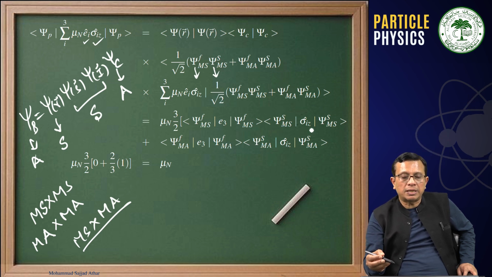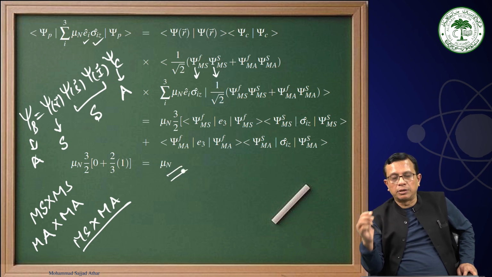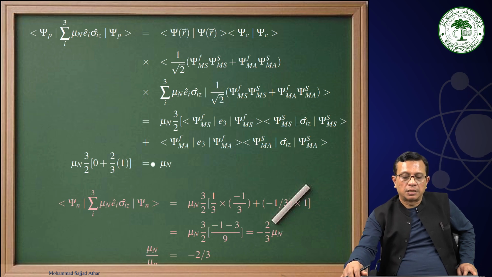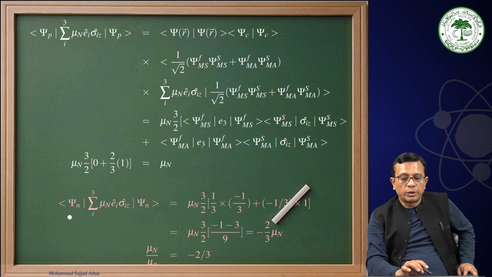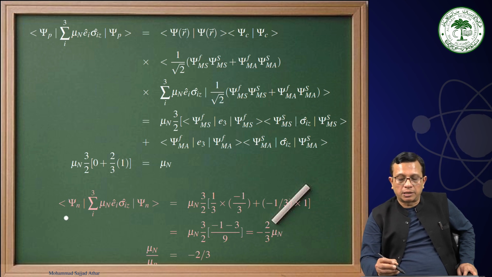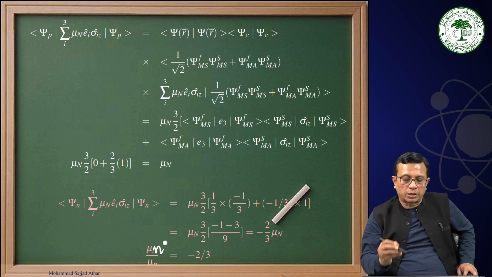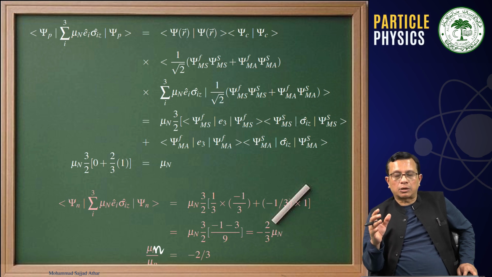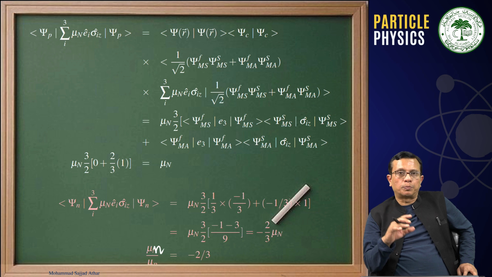When you evaluate this, you will obtain a value which will be just mu n, because the magnetic moment is measured in units of nuclear magneton. While when you do it for the neutron, this value will turn out to be minus 2 by 3 mu n, such that the ratio of neutron to proton is minus 2 by 3. This is what we get in the quark model, the magnetic moment ratio for the neutron to proton.